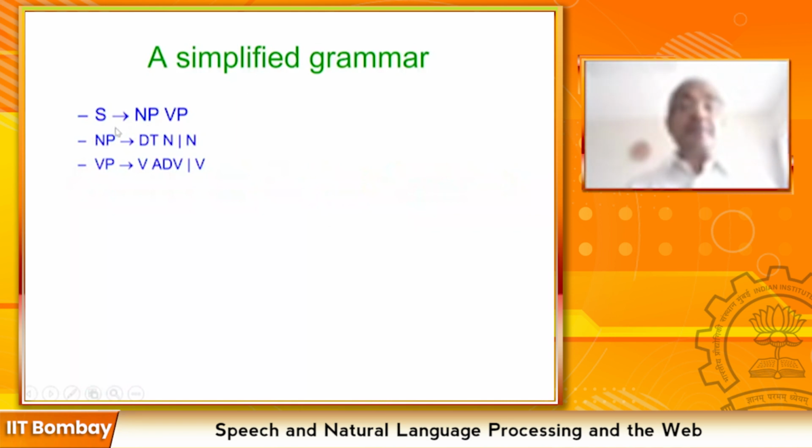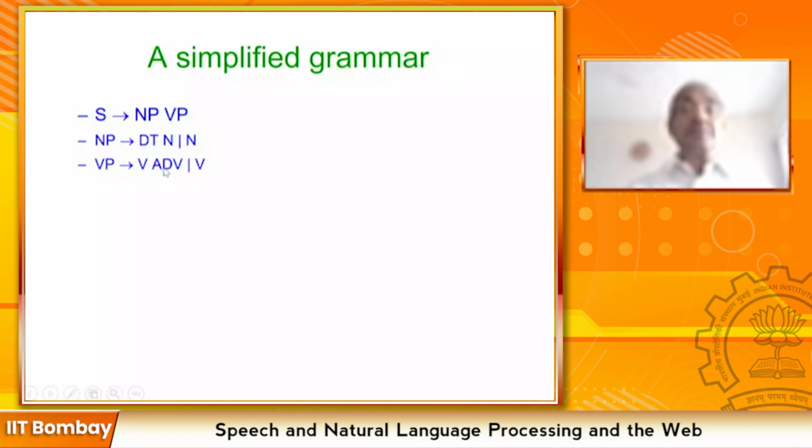So we have a very simplified grammar. Sentence goes to noun phrase, verb phrase. Noun phrase goes to determiner and noun, or simply a noun. Verb phrase goes to verb and adverb, or simply a verb. So a rule, a left-hand side expanding in two different ways, is a source of ambiguity. So noun phrase can be either determiner-noun or simply a noun. Verb phrase can be a verb-adverb combination or a verb.